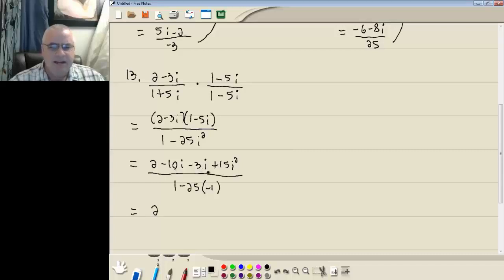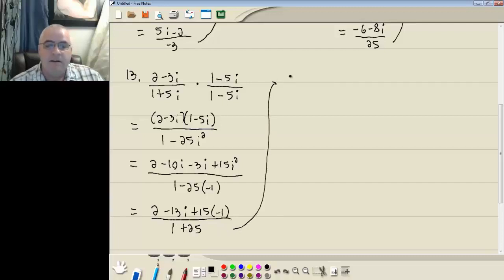Back up on top, negative 10i minus 3i gives us negative 13i. Plus 15, and i squared becomes a negative 1. Down below here, negative 25 times negative 1 gives us a positive 25. So we got 2 minus 13i. 15 times negative 1 is negative 15. 1 plus 25 is 26. 2 minus 15 is negative 13. Minus 13i over 26.